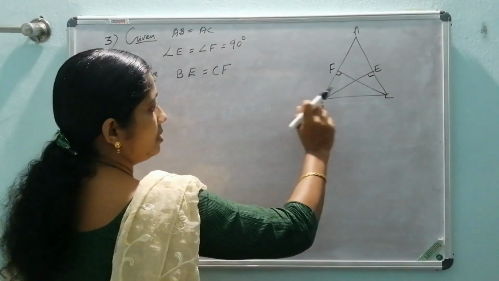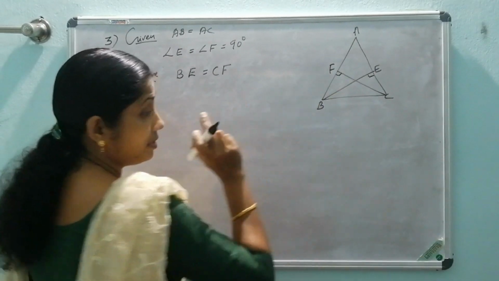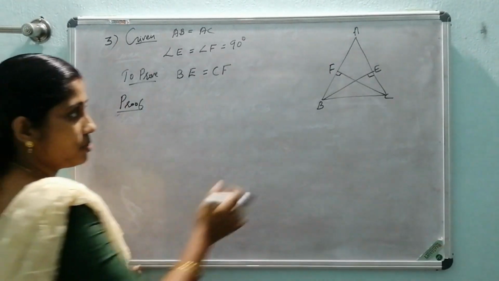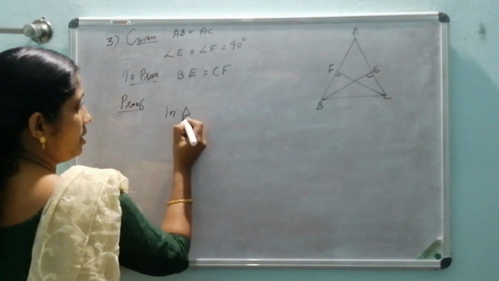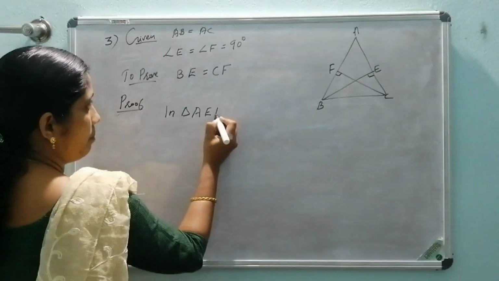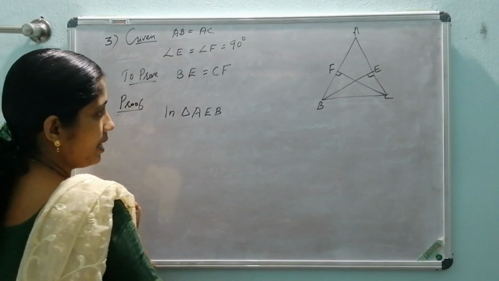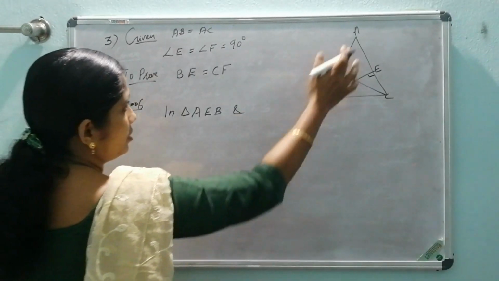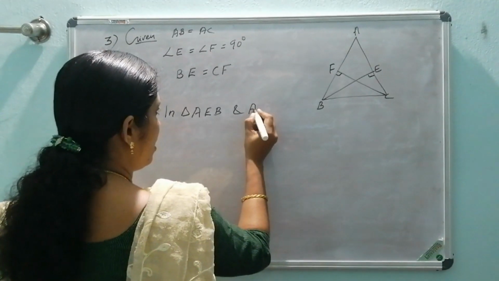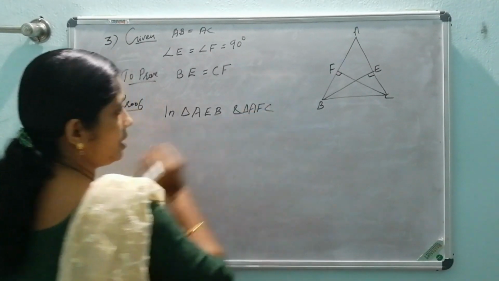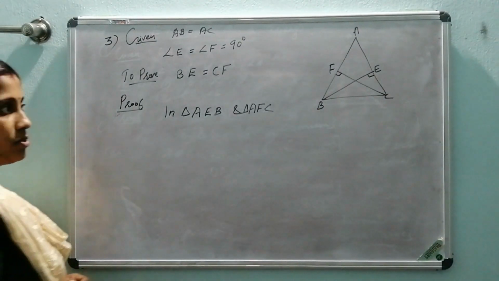To prove that sides are equal, you have to take the two triangles which include those sides. So we can break the triangle into one triangle AEB and another triangle AFC. Okay. Then what is common there?